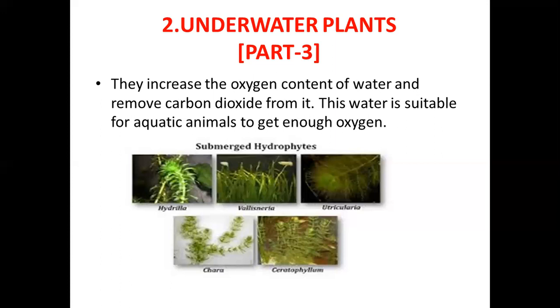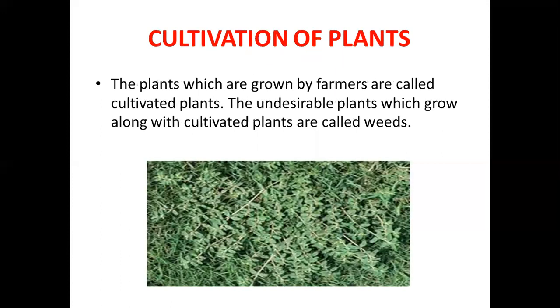So, aquatic plants, we have discussed the free floating aquatic plants, fixed aquatic plants and underwater plants. Two types of water plants we have discussed along with examples. Now, the next part in this is cultivation of plants.